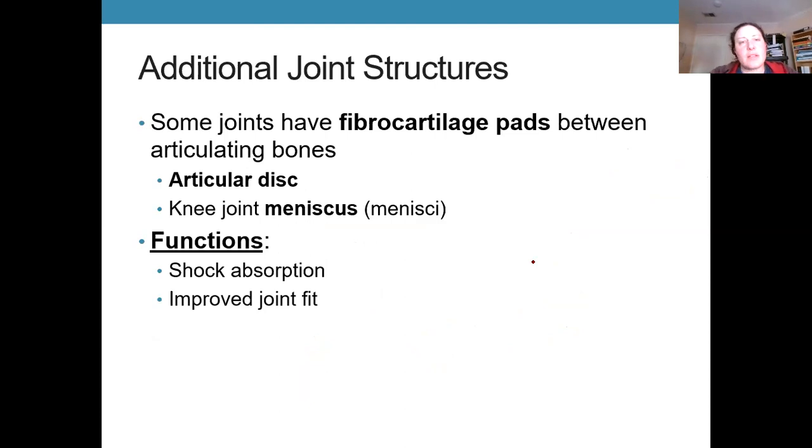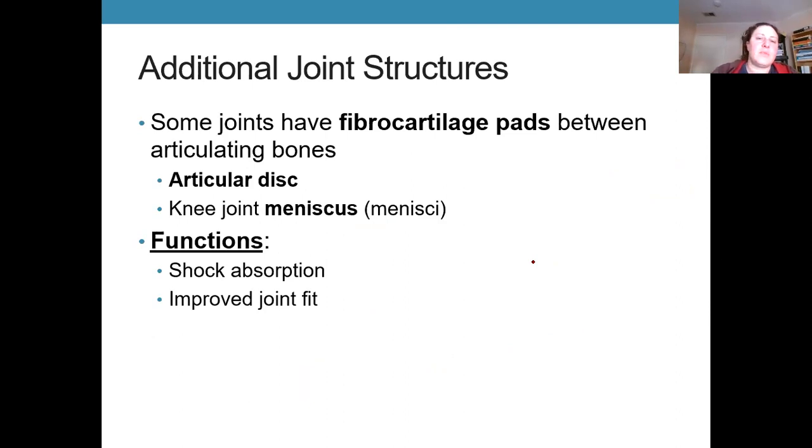So not all joints are that straightforward. Some of them are a little bit more complicated. So there are some additional things that we find in a lot of the joints in the body. And the reason why is because we want the bone ends to fit together well. And the other reason is that we want to keep reducing friction.